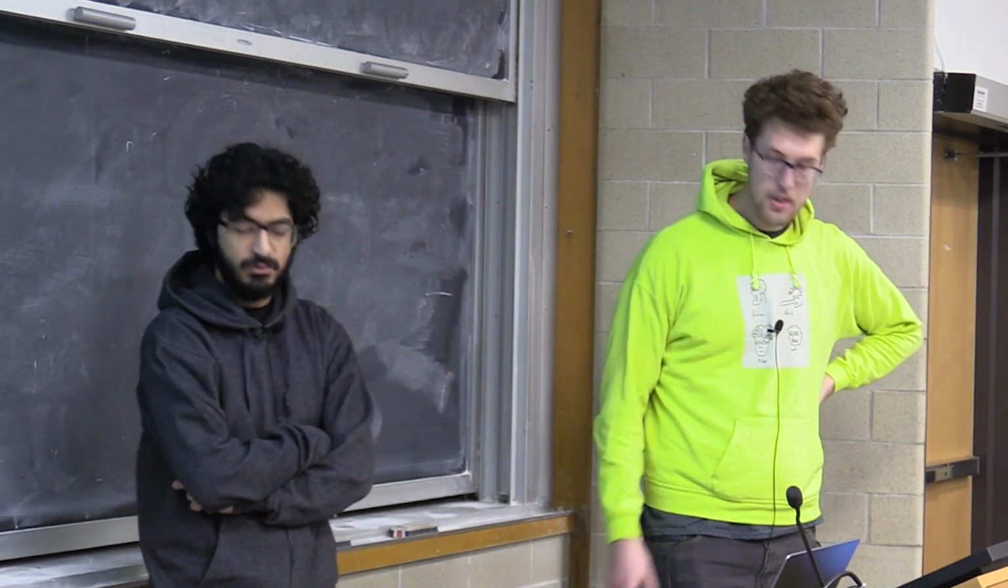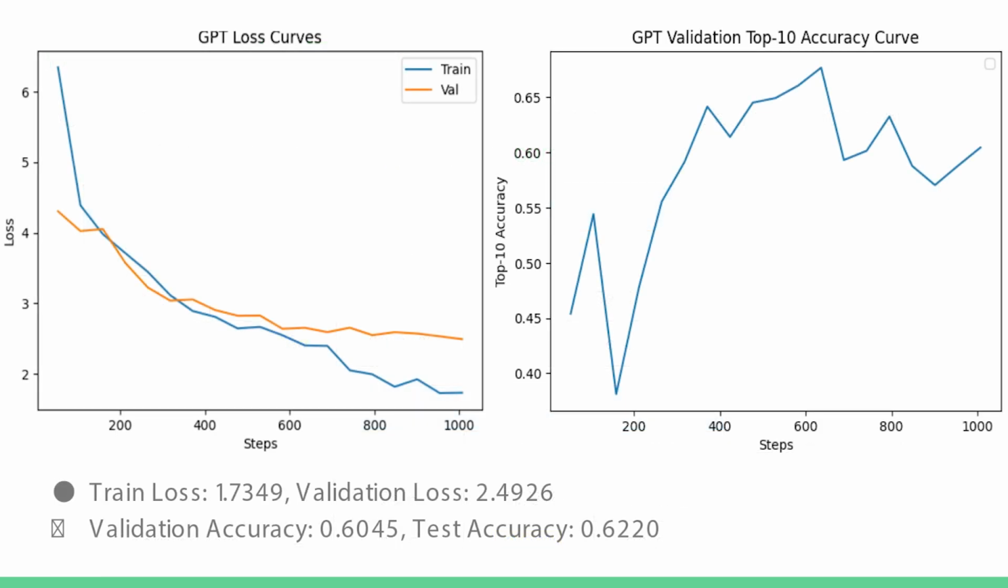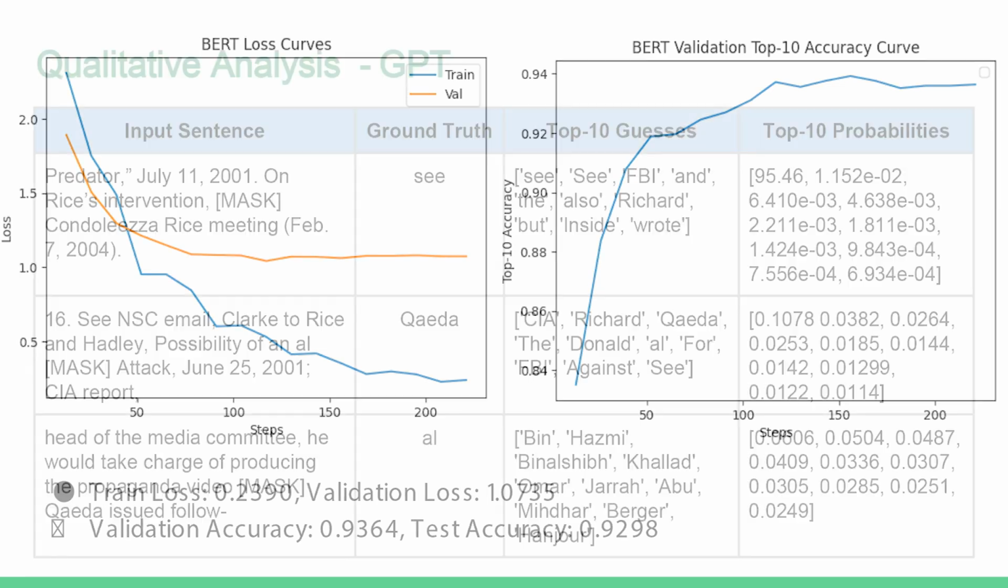With hyperparameter tuning, these are the accuracies we could get. The highlighted ones are the best. We can see that DeBERTa and BERT outperform GPT-2, and BERT is slightly better, which makes sense because it's a bit bigger of a model. Then we have some loss curves here. I'll just go right through these. There's some overfitting there, but the accuracy is still pretty good.